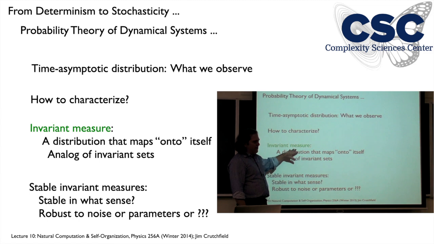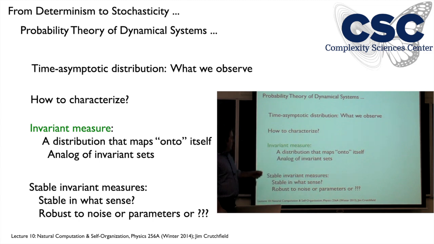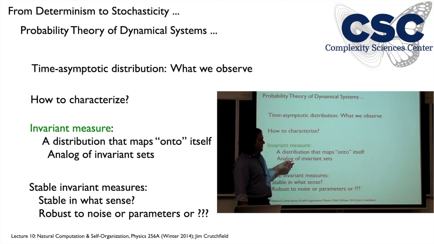Invariant measure here is just alluding to something we're not going to cover, which is measure theory, which is actually the more formal version of probability theory that you need to use when you work with these really complicated, non-differentiable, sometimes not continuous probability densities. But I'll just use the phrase invariant measure. You should think invariant probability density. Okay. So what could this thing be? It's some kind of distribution or density that maps onto itself, something like the analog in an invariant set.